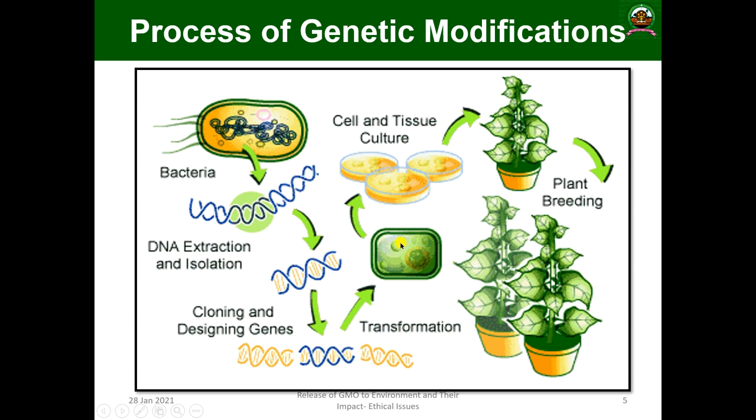You transform that particular gene into a cell, a small cell, and that cell will proliferate, and you will be getting that gene. That particular cell can be proliferated with this newly introduced gene, and it can be cultured in a laboratory, such as tissue culture. From that tissue culture, you can get the explant or the plant, and you can plant it in normal soil, and that particular plant will grow.